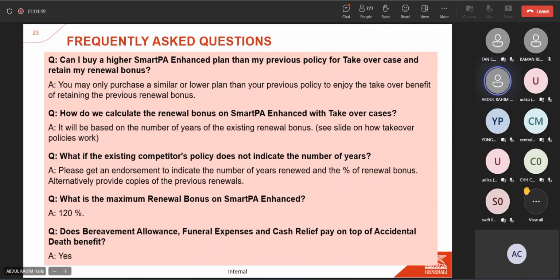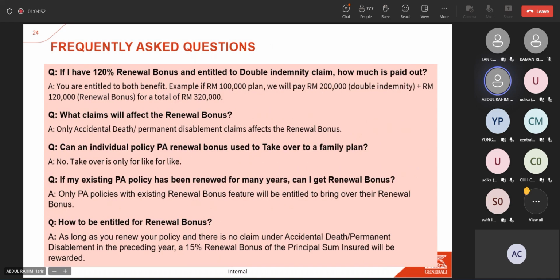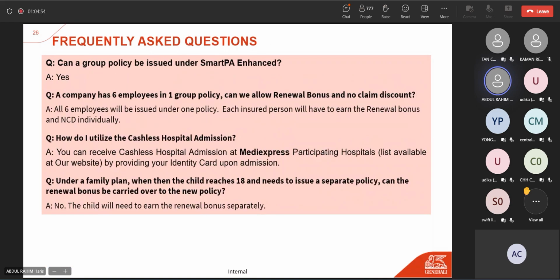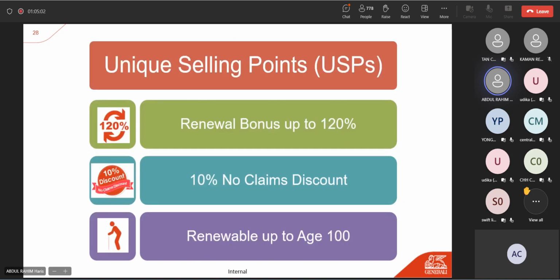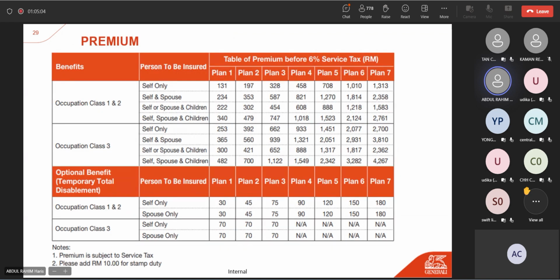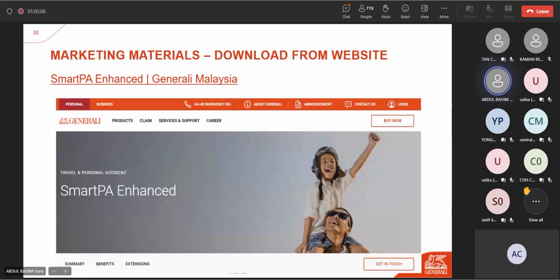Okay, that actually sums up the session on the benefits. FAQ, I'll share the slides so this FAQ you can go through. I think I went through most of the sessions, the cover. So, these are the policies, and you get all the marketing materials on the product page on the website. Okay, I'll pass it on to Brian.